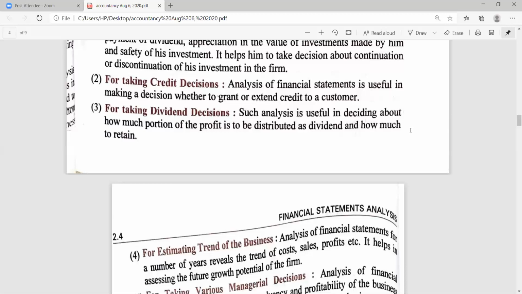Such analysis is also useful in deciding how much proportion of the profit is to be distributed as dividend and how much is to be retained by the company.